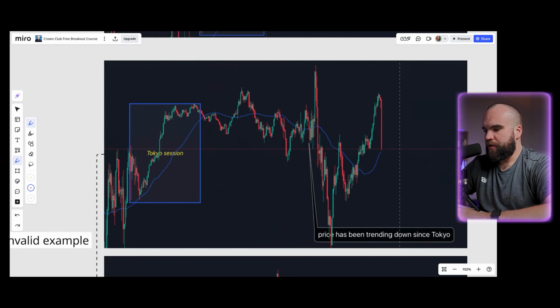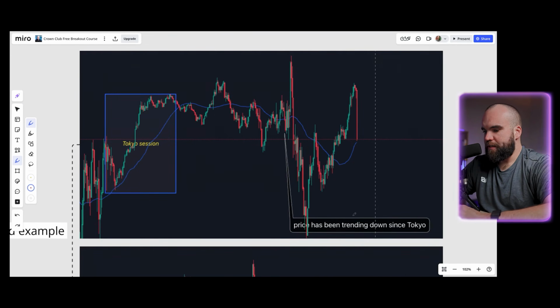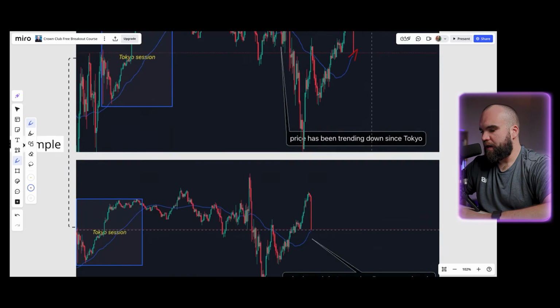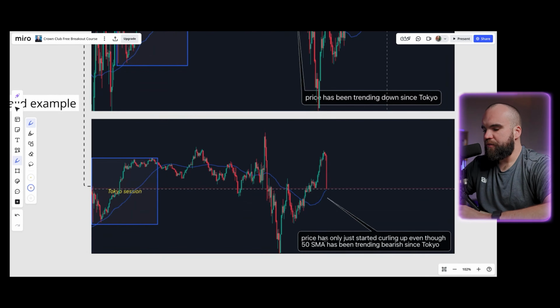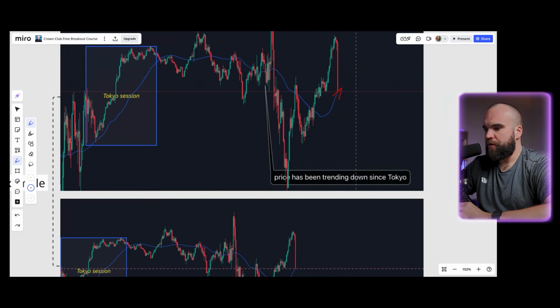So here's another example down here. Price has been trending down since Tokyo session. So here's Tokyo session. We've been trending mostly downward since Tokyo session. However, what you can see though is that the 50 SMA is actually pointing upward. You can see price has just started curling up, even though it has been trending bearish since Tokyo. And so what we're seeing here is conflicting information.